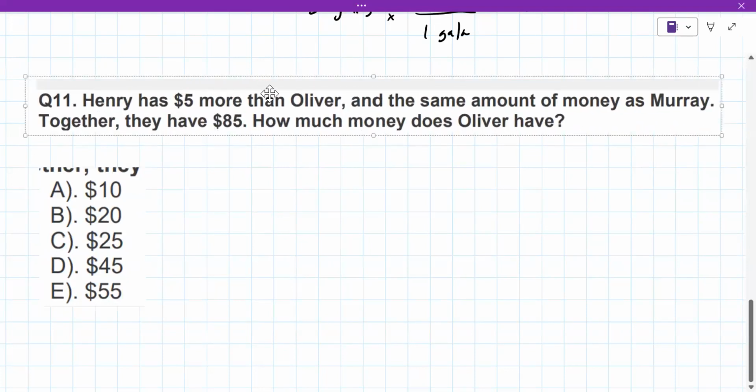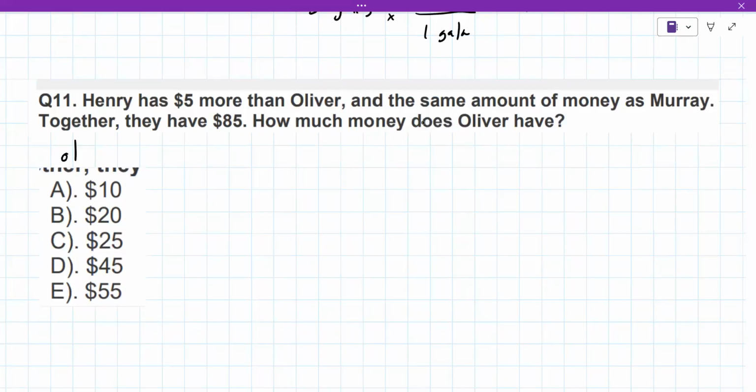Henry has 5 more than Oliver and the same amount of money as Murray. Together, they have $85. How much money does Oliver have? These answers refer to Oliver. Do you see how I've come up with that? It's asking how much money Oliver has, so these answers refer to Oliver.